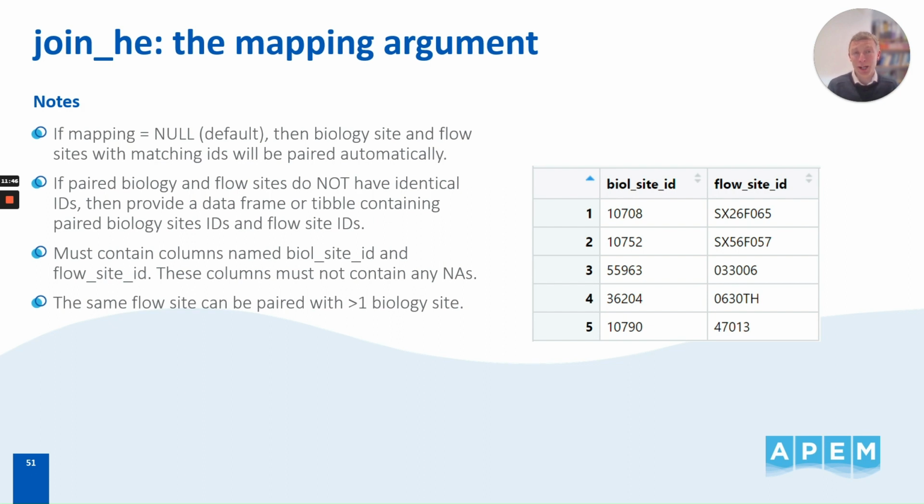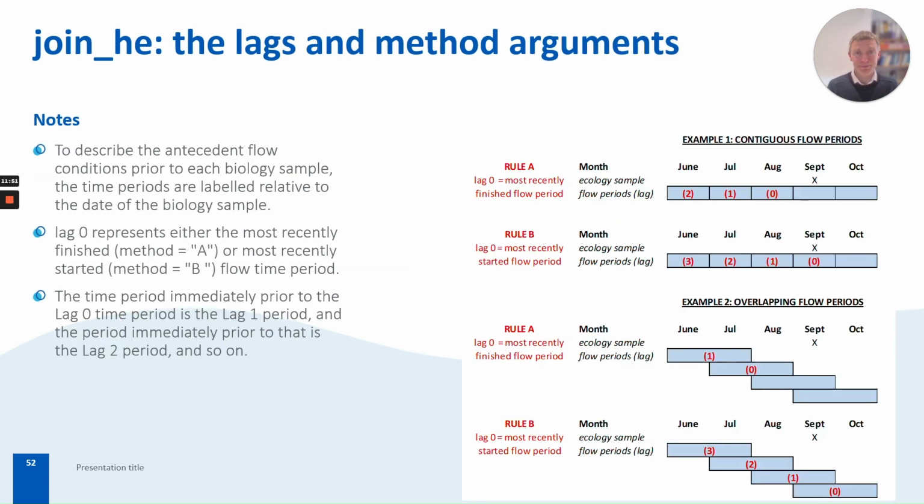So a mapping argument tells us basically which sites we want to join up with which other sites. The next step in the process is for us to tell the function exactly how we want to join the biology sample data with the flow statistics for different moving windows.